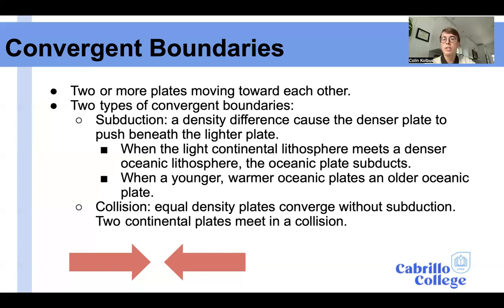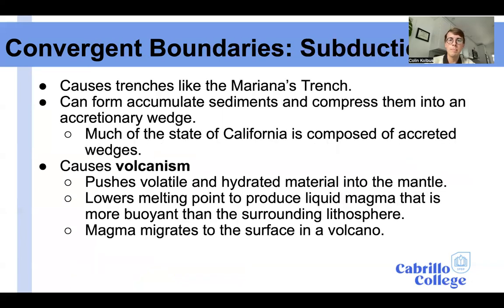A collision occurs when an equal density of plates converge without subducting past one another. And this is common in continental plate collisions, like the one that makes the Himalayan mountain range, the India plate and the Asiatic plate meeting each other.